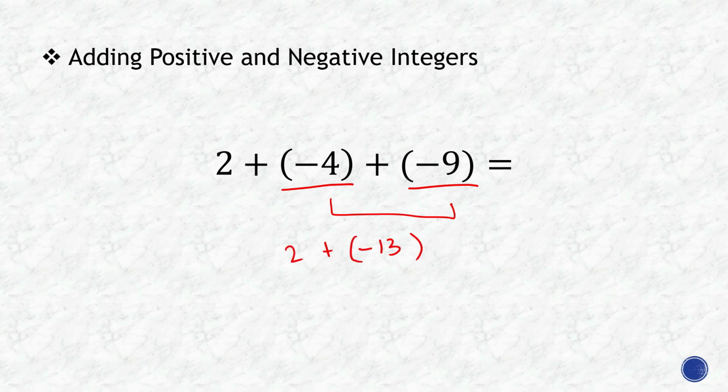All right. So next, let's add 2 plus negative 13. Since they have different signs, we will subtract them. But 13 is higher than 2. And 2 is positive and 13 is negative. So since 13 is higher than 2, the final answer will be negative. So this will be 13 minus 2, which is equal to 11. You will subtract them if they have different signs, and the sign of the answer depends on the sign of the larger number.